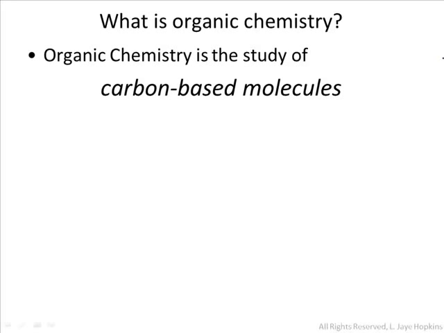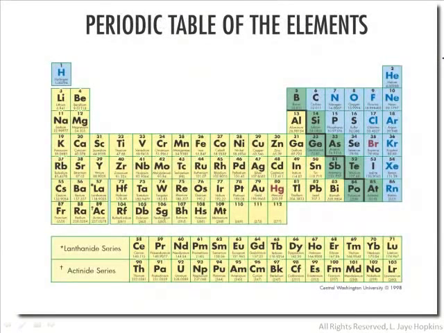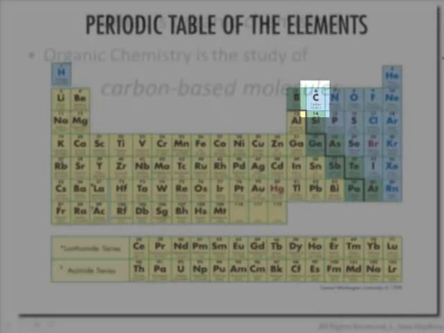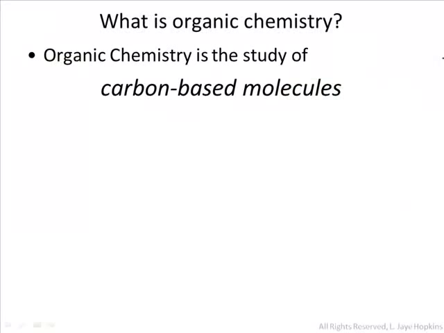Well, organic chemistry is always defined as the study of carbon-based molecules. You should remember from general chemistry that the universe around us is made up of matter, and that matter tends to be in the form of molecules. Molecules are made up of the atoms on the periodic table of the elements, and there are simple molecules like H2O, CO2, and also more complex molecules like proteins and DNA. Organic chemistry is the study of molecules that are based around carbon atoms. Essentially, the carbon acts like a skeleton or a backbone that other atoms are attached to. So organic chemistry is the study of carbon-based molecules.